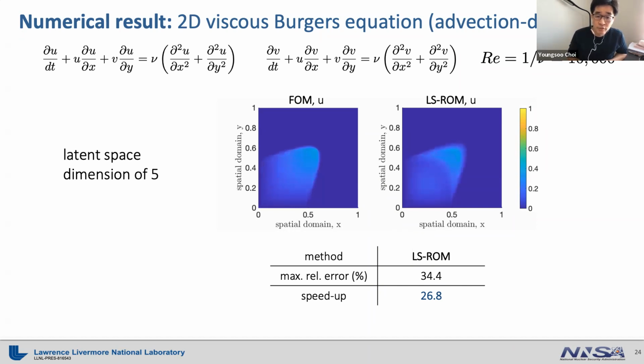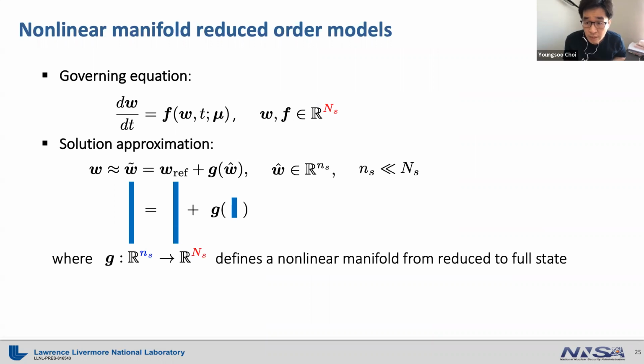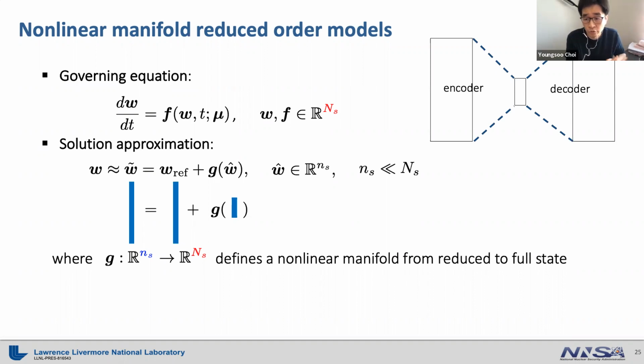The limitation of the linear subspace reduced order model comes from the fact that the solution is represented by a linear combination of a fixed reduced basis. This issue again can be effectively addressed by nonlinear compression. Formally speaking, we can build a nonlinear manifold reduced order model instead of a linear subspace reduced order model. To formally explain it, here is the governing equation you have seen before, where W is your solution variable. We approximate the solution with this nonlinear manifold, which is represented by the nonlinear function G that maps a small latent space dimension to the full order model dimension. The nonlinear map is obtained through autoencoder training with the solution data from the corresponding full order model simulations.